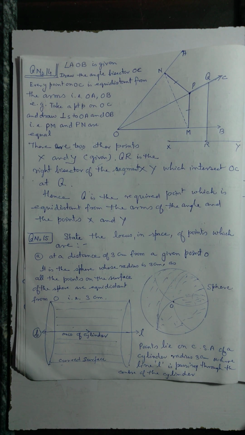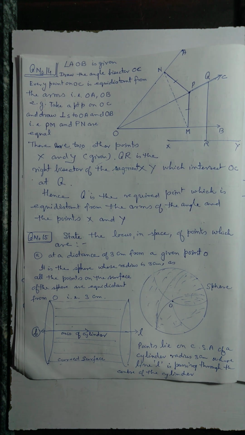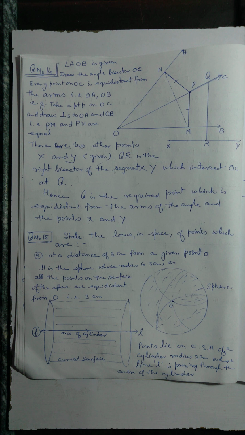Now the 15th question. State the locus in a space of points which are at a distance of 3 cm from the given point O.